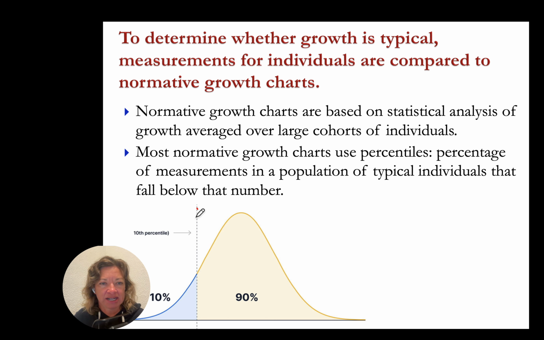Here, you can see it plotted against a normal distribution. This is where the 10th percentile would fall. So the 10th percentile is here. 10% of the measurements in a population fall below that. If a child is tracking on the 10th percentile on a growth chart, as we'll see what that looks like, it means that of 100 typical children, sort of typical statistical average children, 90% of children at that age would be taller than that child, and 10% of children at that age would be shorter.